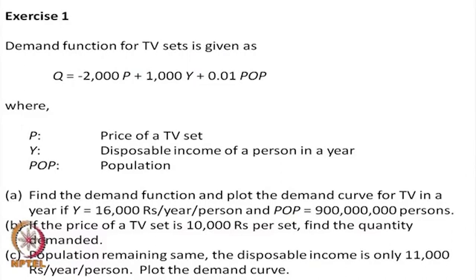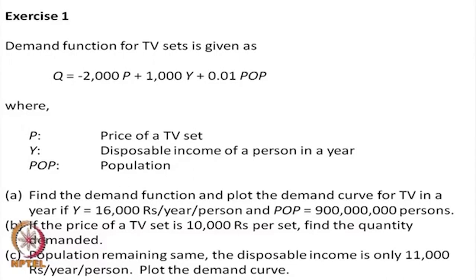This is a problem on a demand function for TV sets, given as Q equals minus 2000 P plus 1000 Y plus 0.01 pop, where P is the price of a TV set, Y is the disposable income of a person in a year, and pop is population. This expression is developed on the basis of past data, and it is assumed that this equation defines the demand function for TV sets.